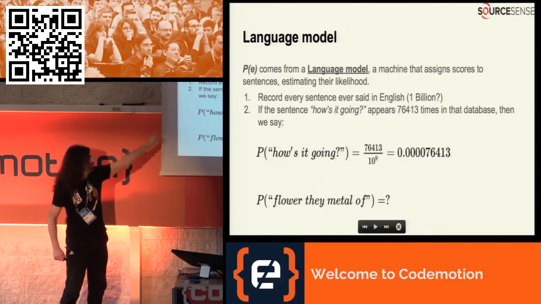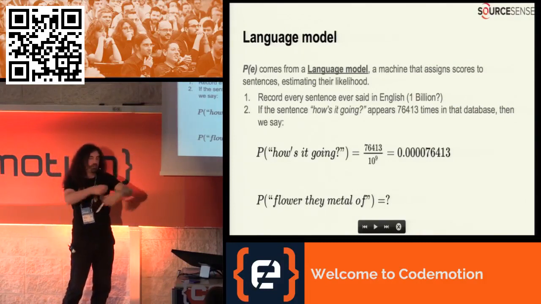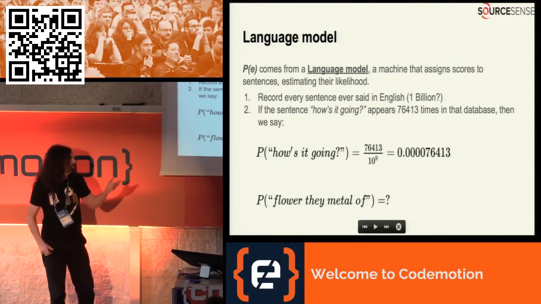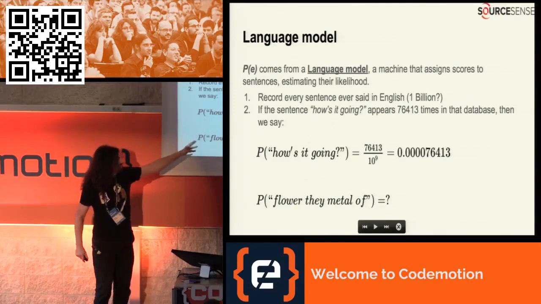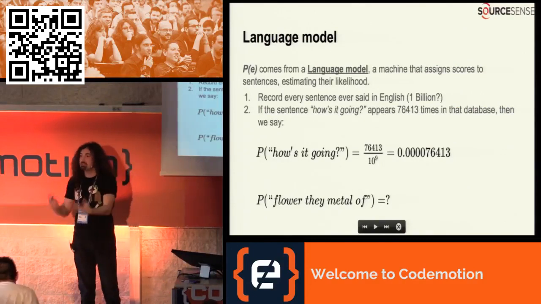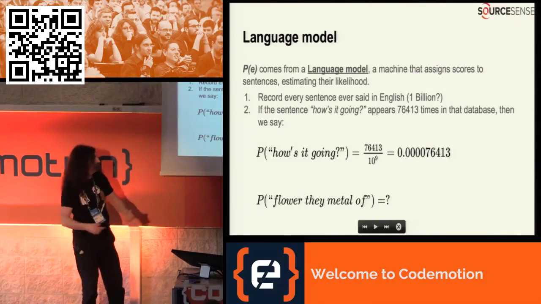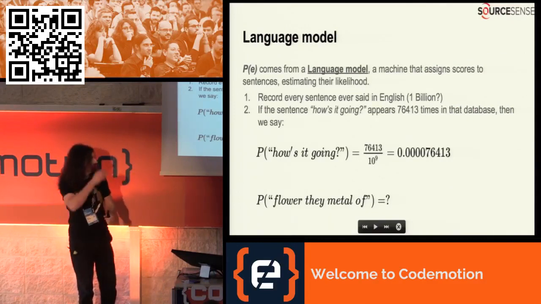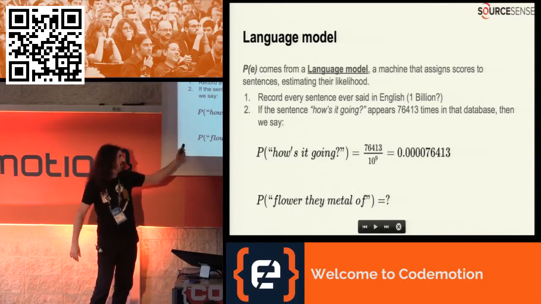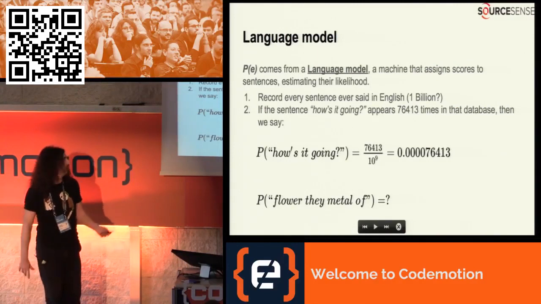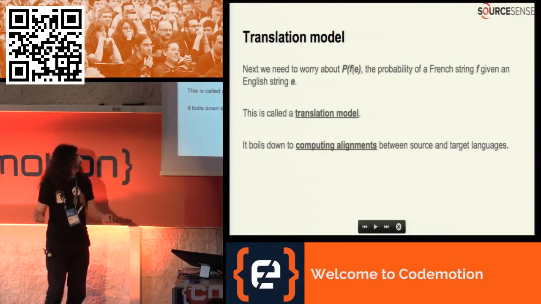Okay, so if the sentence how is it going appears sometimes in a corpus of sentences that I have recorded, like I gathered 1 billion sentences, and how is it going appears 76,000 times, so the probability of how is it going is exactly 76,000 over 10 to the power of 9, which is a very small number. It may appear as very unlikely, but actually if you think about it, it's recurring a lot of times in our corpus. Instead, the flower, day, medal, of doesn't get any score because it's a sentence that we never experience in real English.